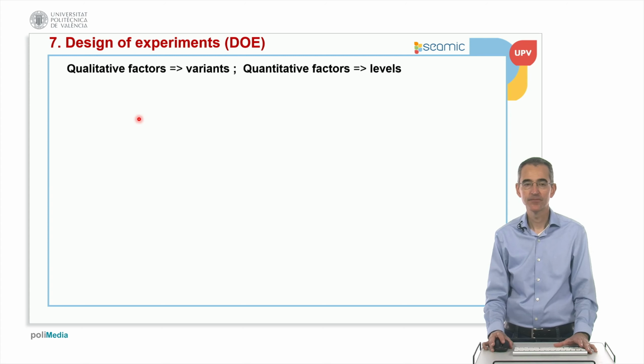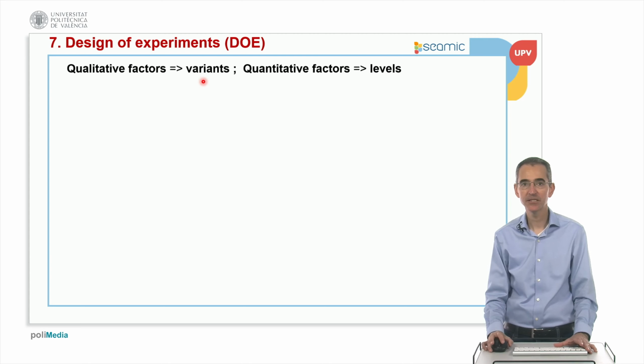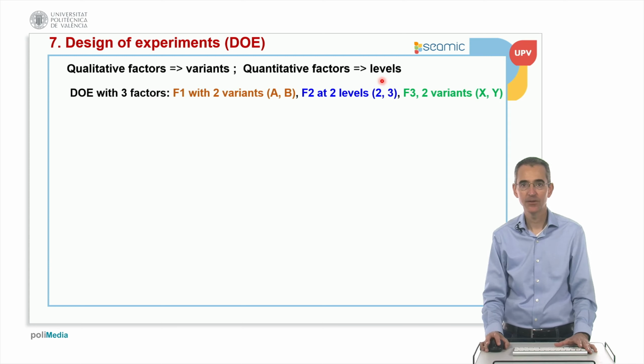If the factor is qualitative, we call them variants, for example, to work at 2 or 3 variants. But if the factor is quantitative, we usually call it levels. So we will say quantitative factors at 2 levels or 3 levels. Although there is a difference between level and variant, the concept is basically the same.